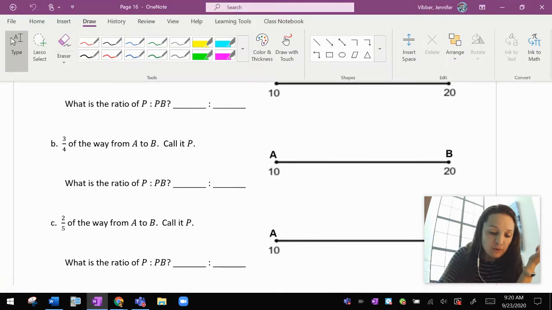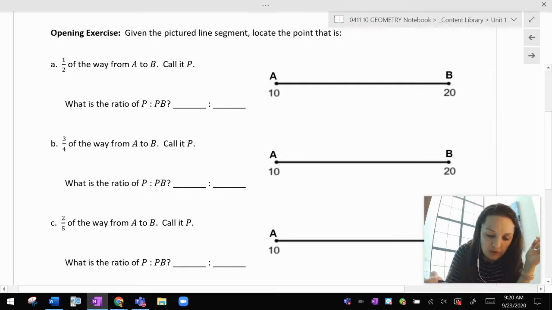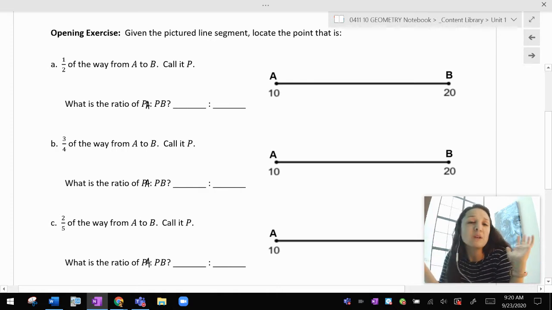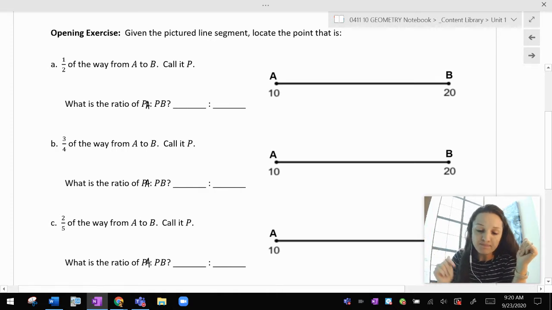Now, first, for some reason, when we printed this, a letter was missing. This should say PA to PB, this should say PA to PB, and this should say PA to PB. I don't know why the A's are gone. They just disappeared, so please put them back in.